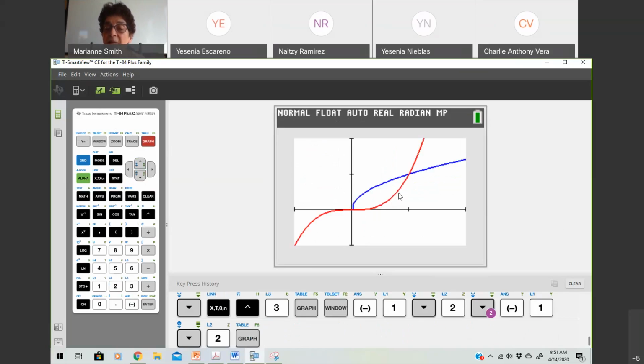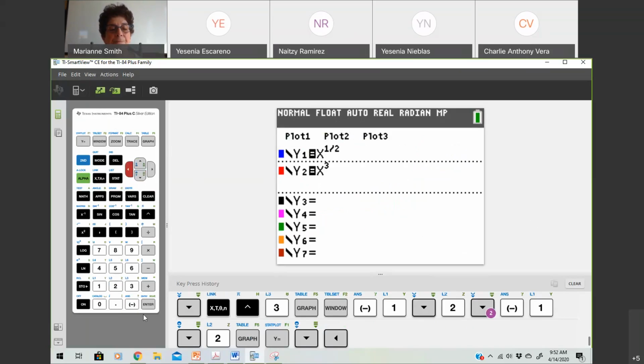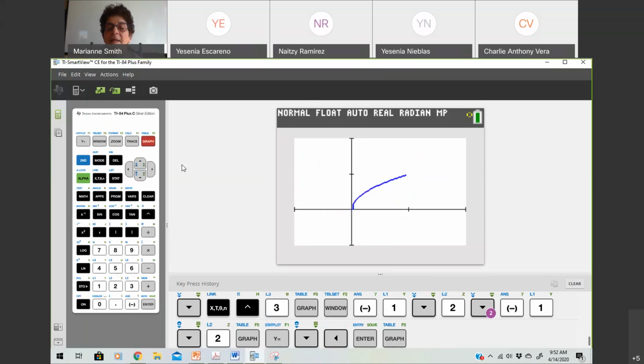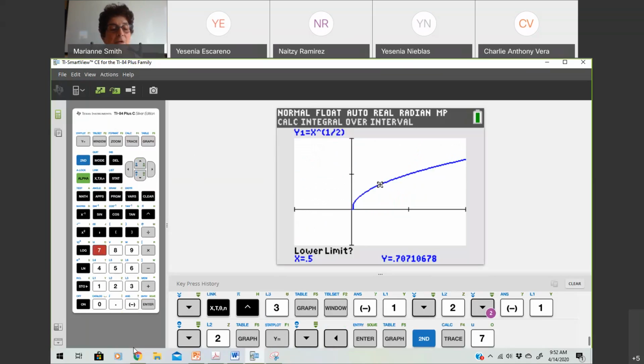Now I'm going to use the same technique I used before by turning off one function at a time. I'm going to start with the upper function, the blue one. So I'm going to turn off the red function and find the area from 0 to 1 under the blue curve. So turn off the red one. All right, and then I'm going to do second, trace number 7, go from 0 to 1.